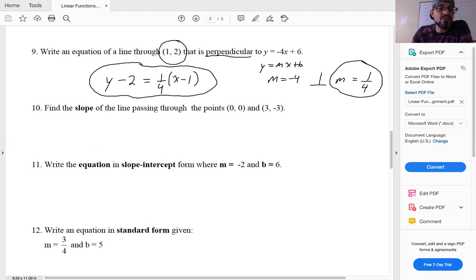Find the slope between these 2 points. Very, very easy. Again, just using the slope formula.